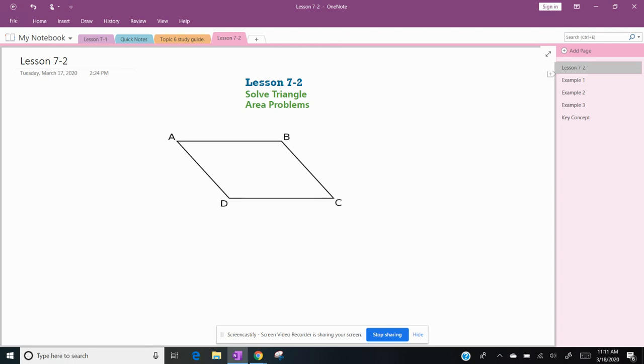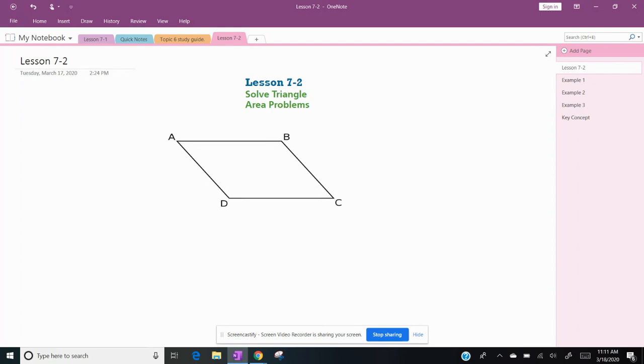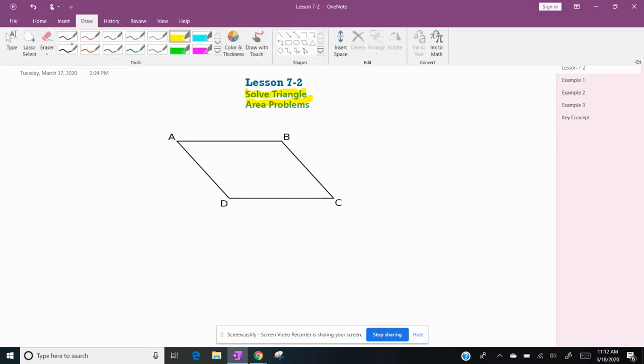Hi everyone. So today we're going to pick up at lesson 7-2. Yesterday, or the other day, we had a lesson on finding the area of parallelograms. This is going to be solve triangle area problems. So we're going to be finding the area of triangles today.